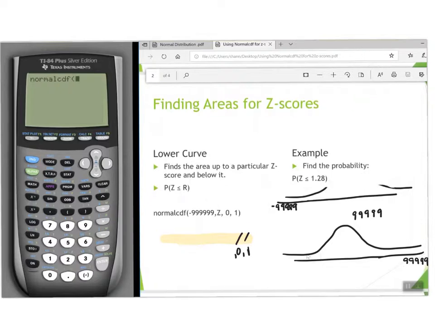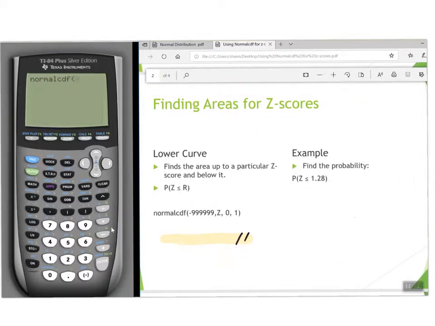And we're going to talk about 3 different types of curves. The first curve is what is known as a lower curve. And when you find a lower curve, you're going to draw your curve. The problem's going to tell you to find the area that's associated with that is either at or below that particular z-score that you find.